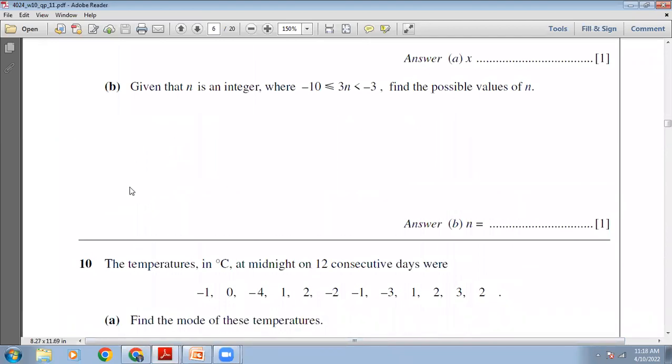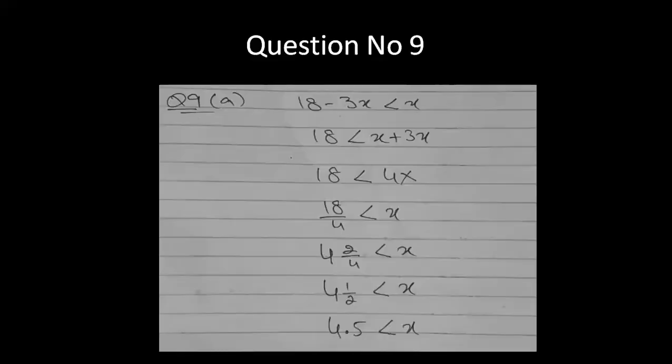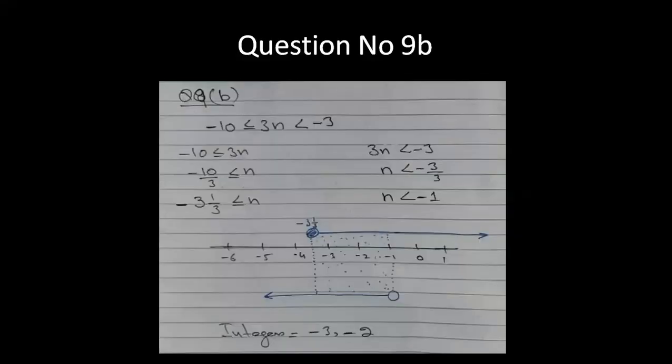B part. Given that n is an integer where minus 10 is less than or equal to 3n less than minus 3, find the possible values of n. So first of all, I will solve this portion, then I will solve this portion, and then I will combine both the results. So here we go. I will take this portion. Minus 10 less than or equal to 3n. 3 will come to the other side. Minus 10 divided by 3 less than or equal to n. So minus 3 whole 1 by 3 less than or equal to n.